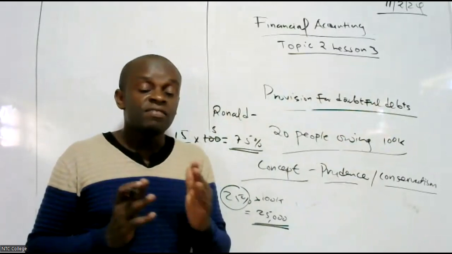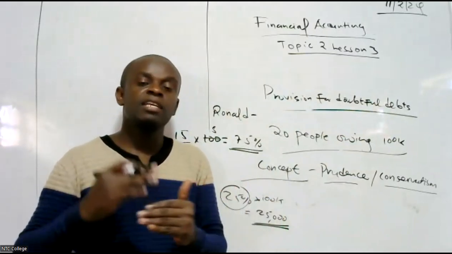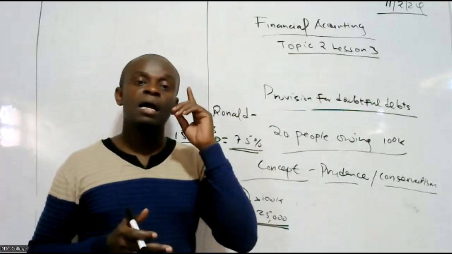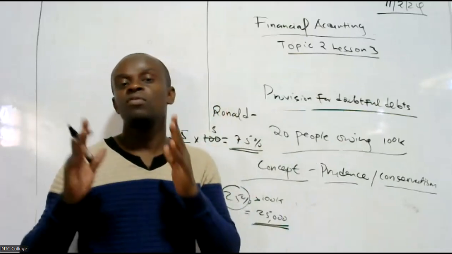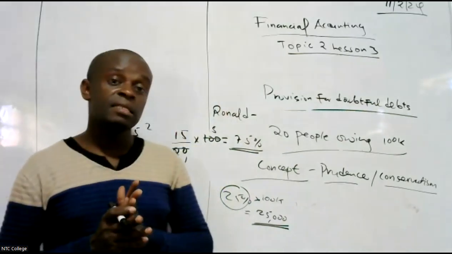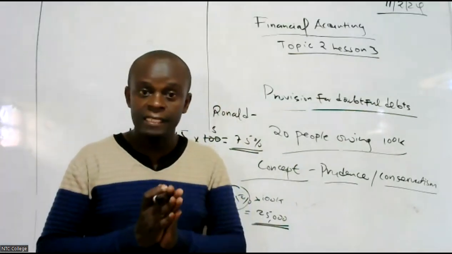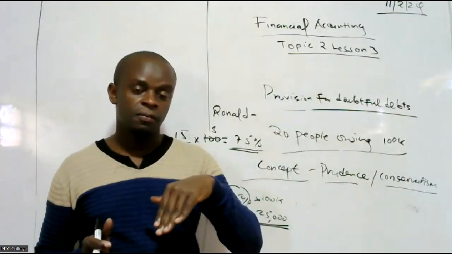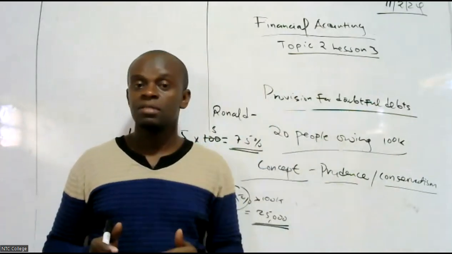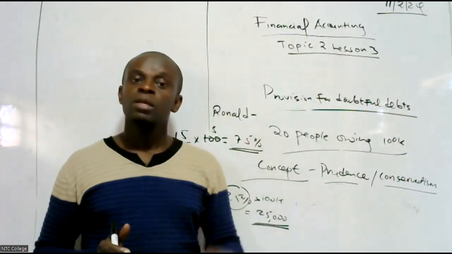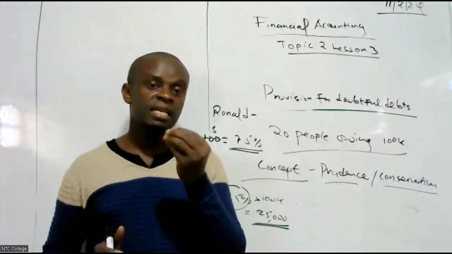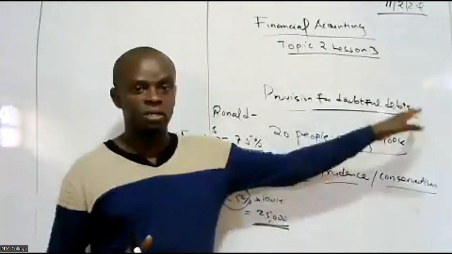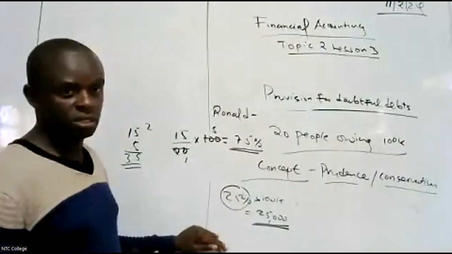Now, I've given an example with a real human example. Businesses also go through the same thing, because businesses do business in terms of credit. If you're doing your business in credit terms, that is, you give your goods to people and then they pay later, there are people who are not going to pay. Now, to be sure that the debtors figure that you have in your balance sheet is correct, you do what we call provision for doubtful debts. And this is how we go about it.